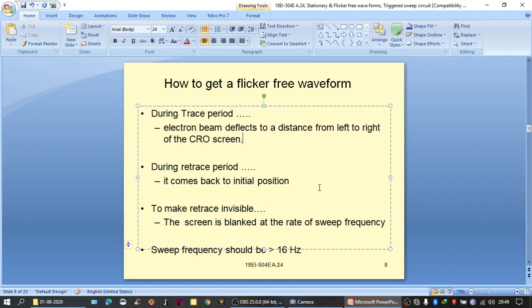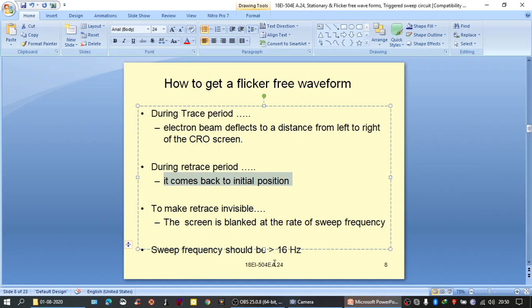In order to avoid this flickering, we have to block the movement of the electron beam from right to left. So we have to make the retrace of the electron beam invisible. By doing this, what happens? The screen is blanked at the rate of the sweep frequency. When the screen is blanked during the retrace period, then we can get a flicker-free waveform on the CRO screen.